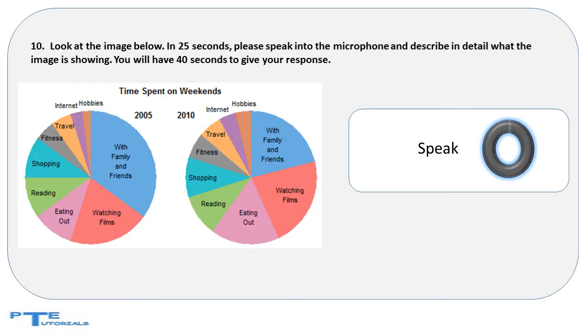The two pie charts give us a comparison between the time spent on the weekends in 2005 and in 2010. In 2005, approximately 30% of the time was spent with family and friends, while in 2010 it reduced to less than one-fourth of the time.